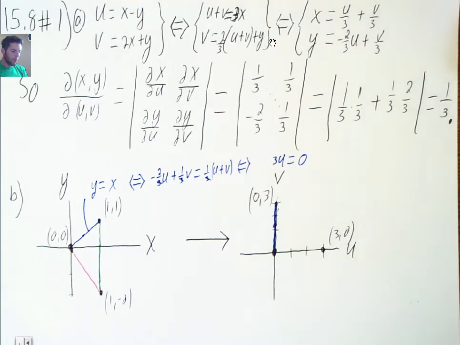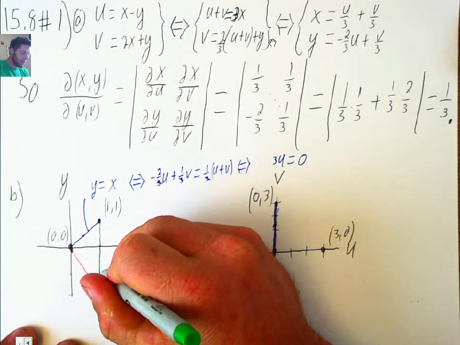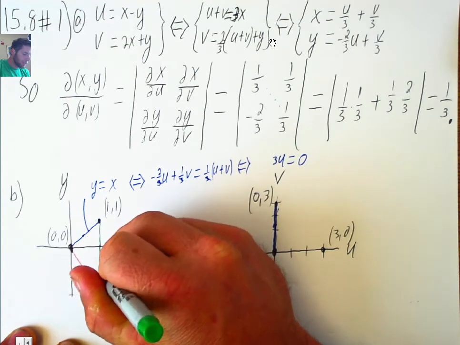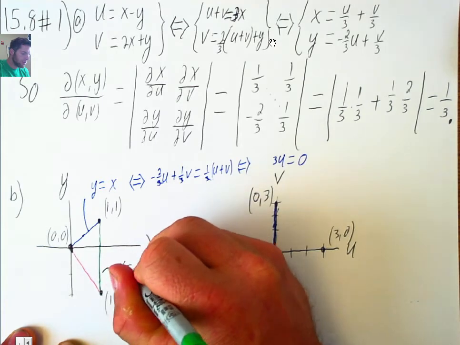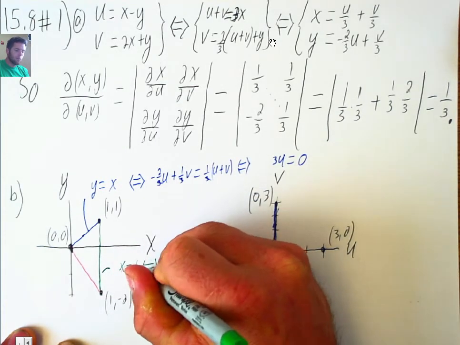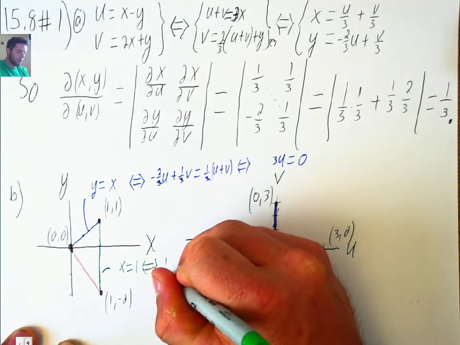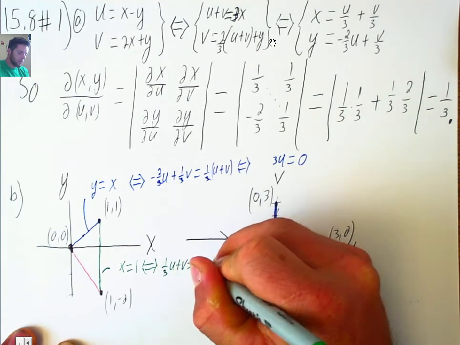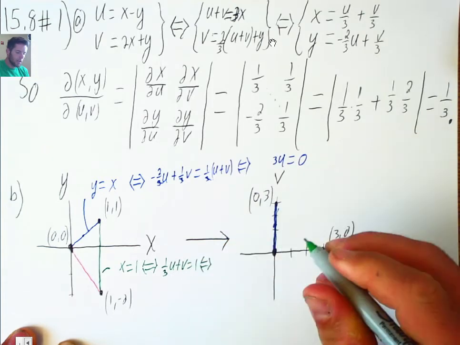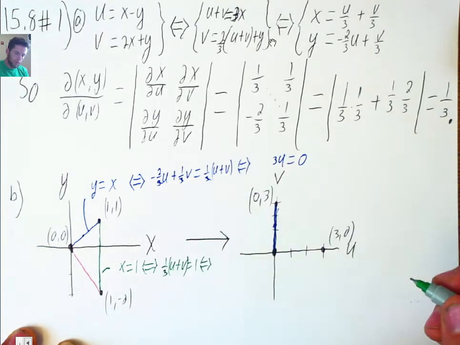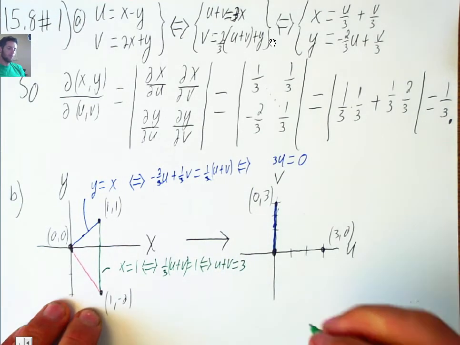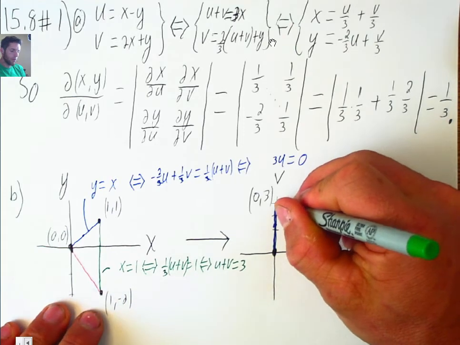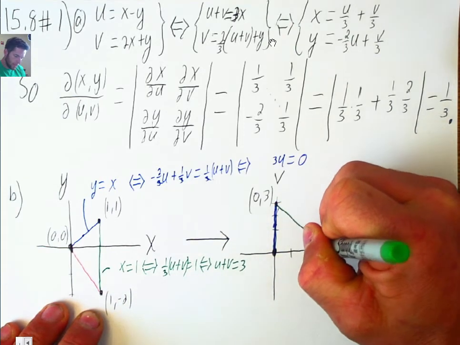Well, what should we deal with next? How about the green guy? In green, that is part of the solution set to the algebraic equation x is equal to 1. Now, in terms of u and v, that is 1/3 u plus v is equal to 1, or u plus v is equal to 3. So u plus v is equal to 3 has slope -1, y-intercept 3, so that line.